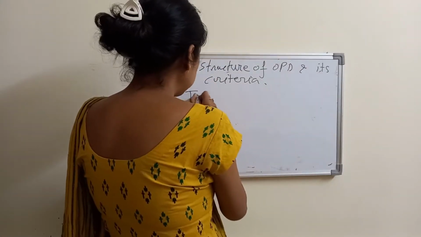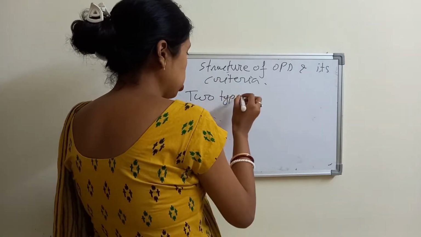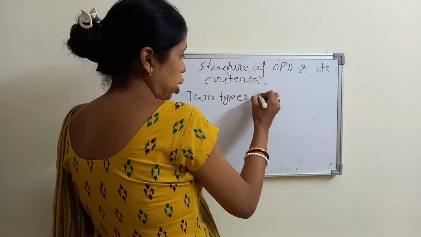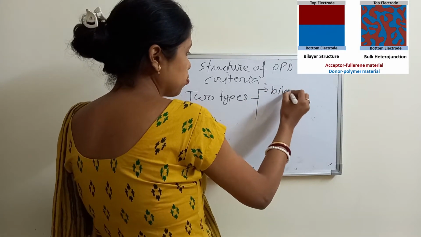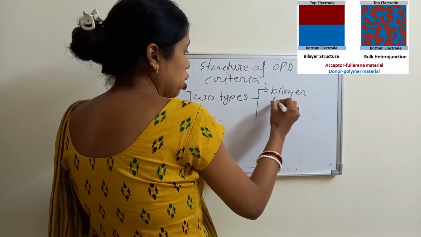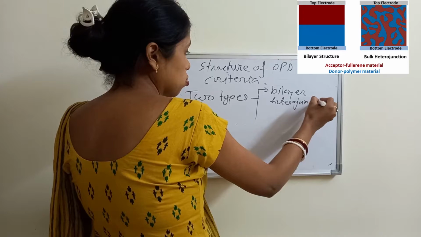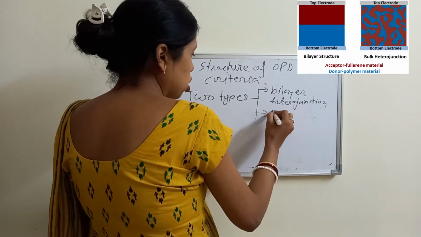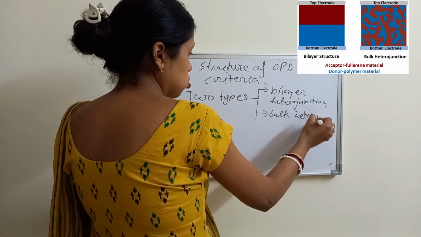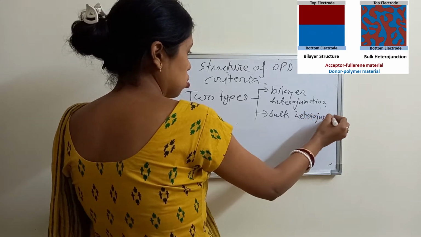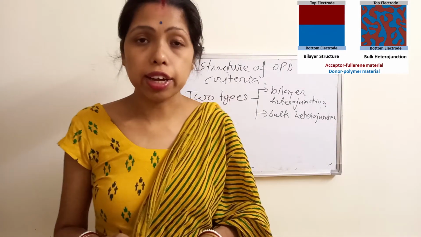There are mainly two types. If we think about the design consideration, there are two types. One is the bilayer heterojunction. This depends on the heterojunction. Second is the bulk heterojunction. Right? So bilayer heterojunction and bulk heterojunction.